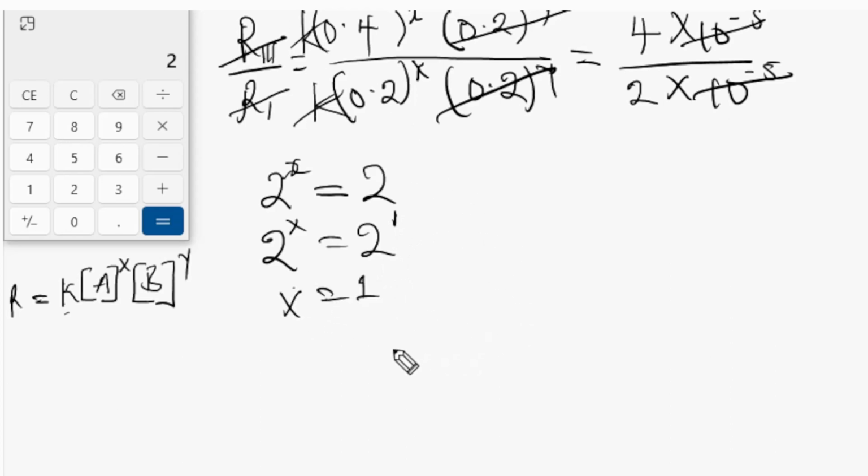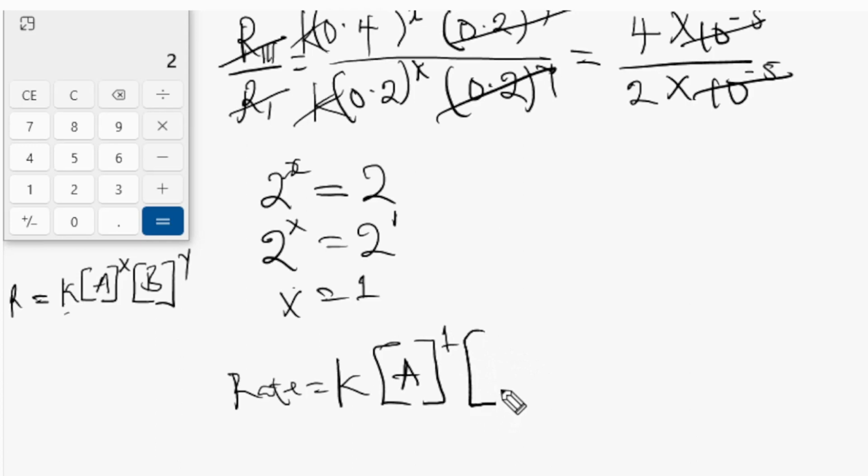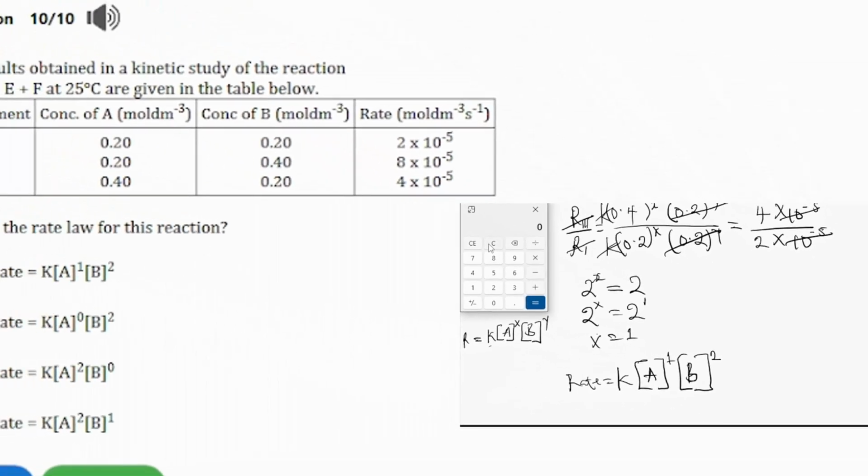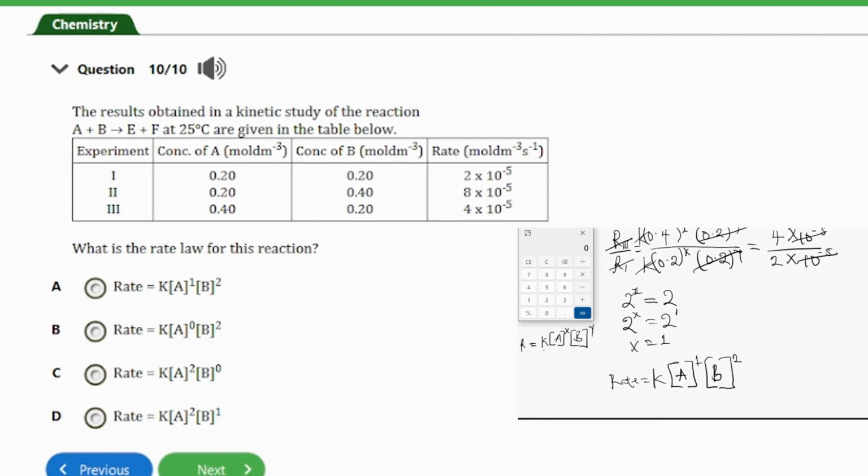So with this, we can have this stated as our rate is equal to k times A to the power of, since our x is 1 here, 1, and then times B to the power of, we got our y to be 2, so this is going to be 2 here. So that's it for this question, and the answer to this question will be option A, and that's the correct answer to this question.